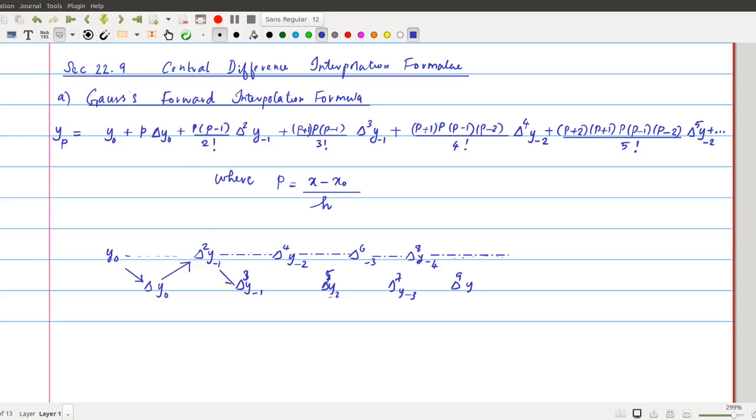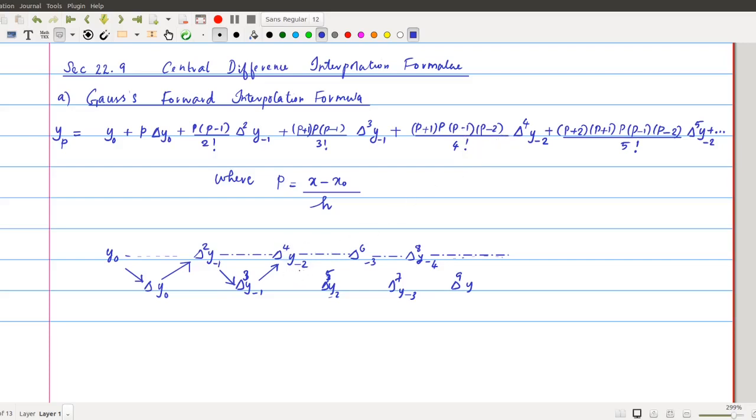Again we come to the below line, that is delta cube y minus 1, that is the third term, with p into p minus 1 we add one more term, p plus 1 on the left, with 3 factorial in the denominator. Now we move on this way, that is the fourth term. Then we add one more term, p minus 2 in the numerator, divided by 4 factorial, since there are four terms in the numerator.